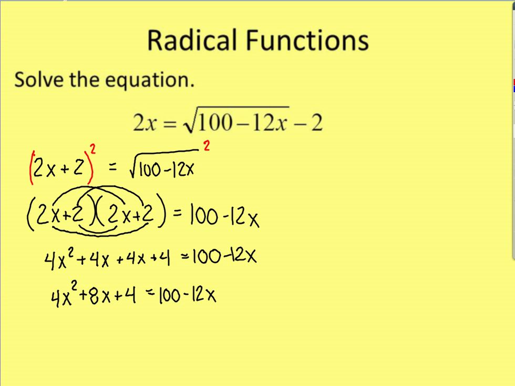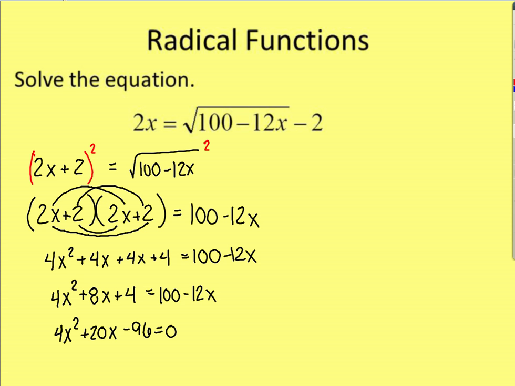When we combine like terms, it's going to give us 4x squared plus 8x plus 4 is equal to 100 minus 12x. Since we have x squareds and x's, we're going to take everything to one side, and then we are going to factor. So when we take that 12x to the other side, we're going to add it. So 8x plus 12x gives us 20x. That 100 is positive, so to move it to the other side, we need to subtract it.